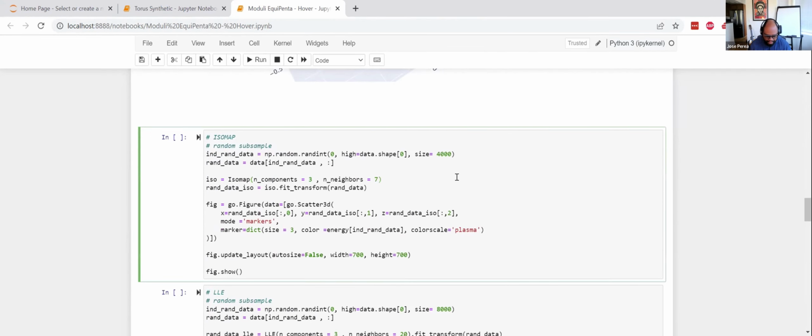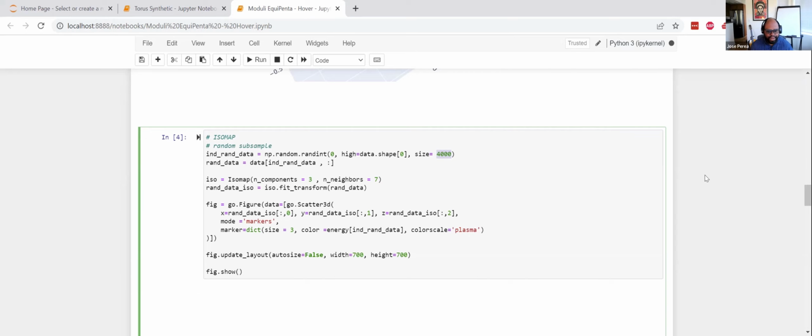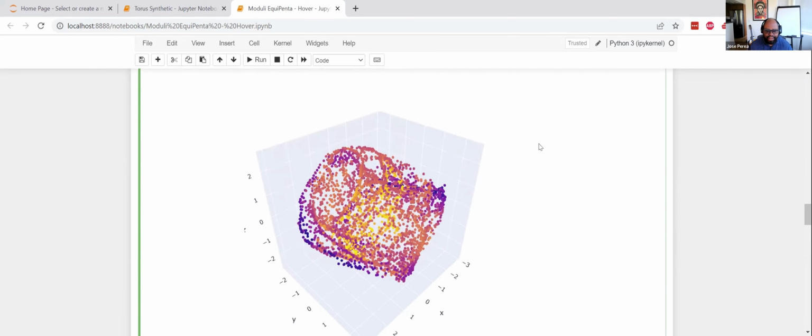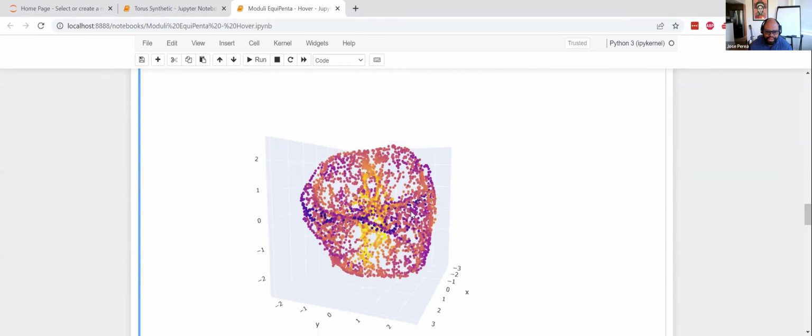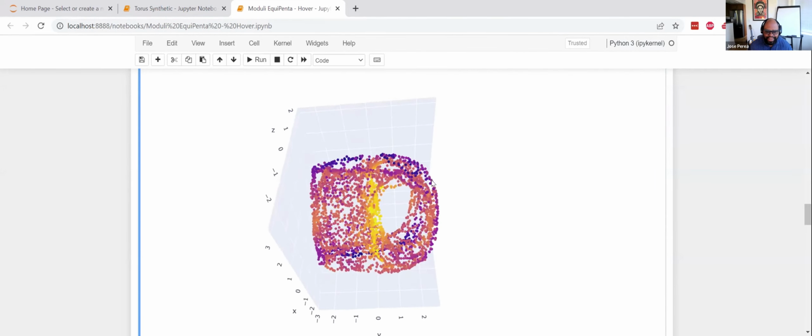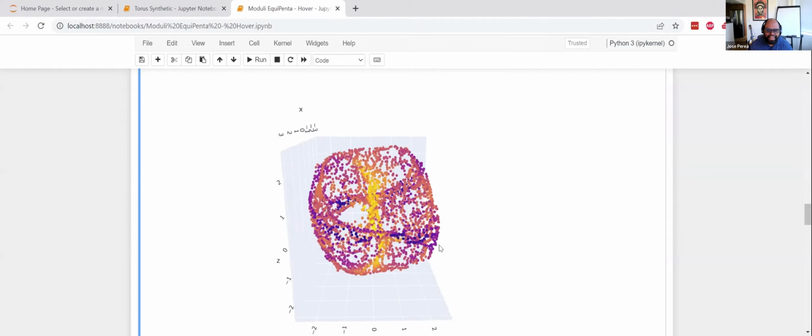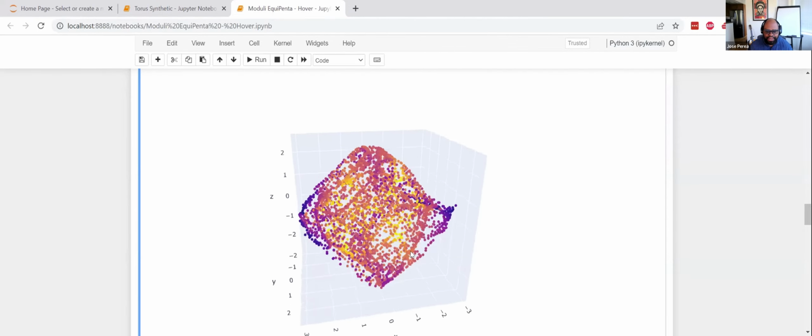So here's Isomap, another dimensionality reduction method that people use. And notice that I'm actually taking a subsample of the data. So I'm not using the full 14,000 because Isomap is slow, but I'm using something like 4,000, about a third of the data. It doesn't look as pretty, but we get some pictures, right? It looks like a coffee mug. Still, not a lot of information.